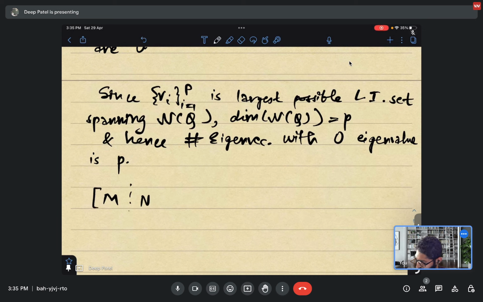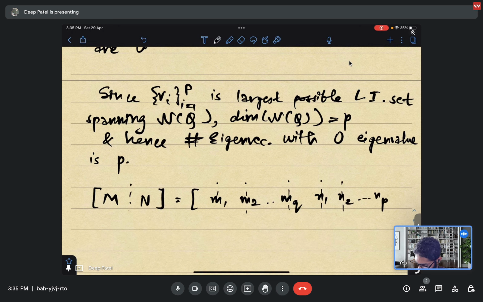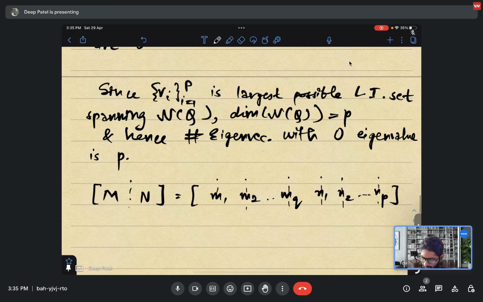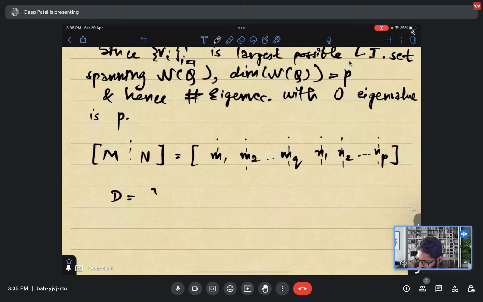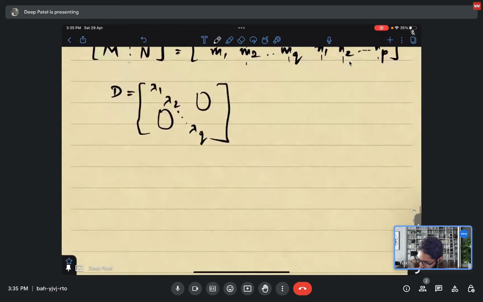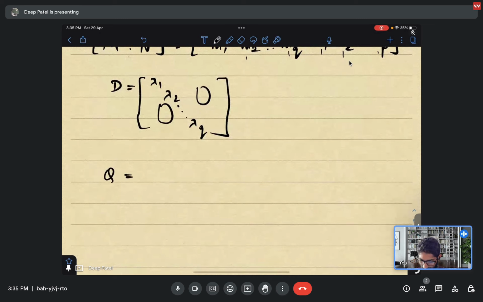Right, so I'll simplify with the help of this matrix. I'll just set up some notation. I'll collect these eigenvectors into a matrix, just stack them as columns side by side, m1 to mq, n1 to np, and let me collect the eigenvalues as a diagonal matrix. So what will be Q? Q is a symmetric matrix. So by eigenvalue decomposition, what can I write?